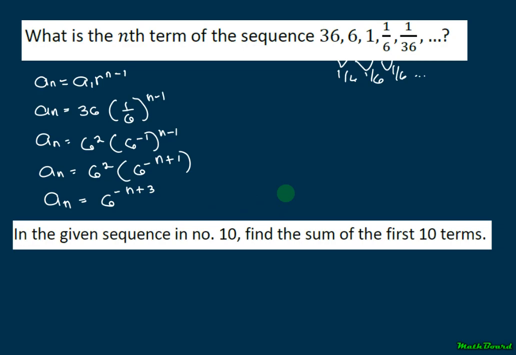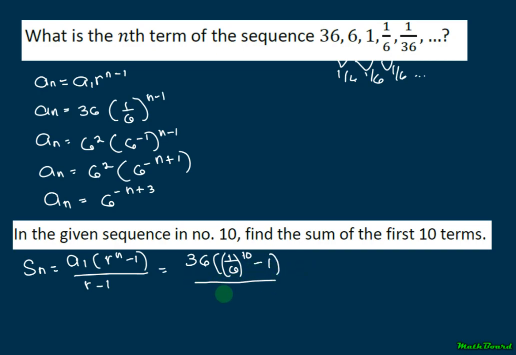How about the next one? Find the sum of the first 10 terms. So for the sum of a geometric series, S sub n equals a sub 1 times r to the n minus 1, over r minus 1. So a sub 1 is 36. Our r is 1 over 6 raised to 10. So 1 over 6 to 10, then minus 1, divided by 1 over 6 minus 1.